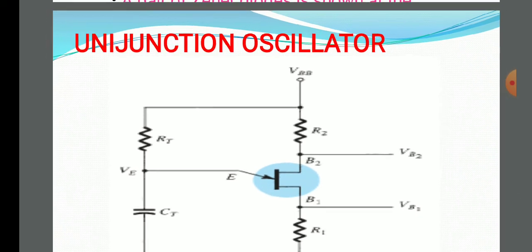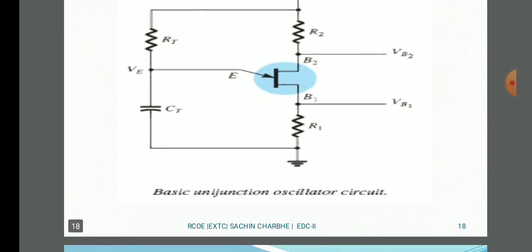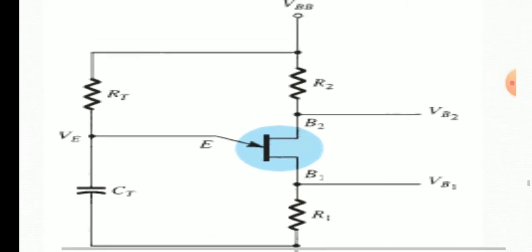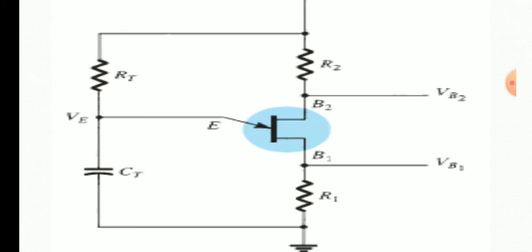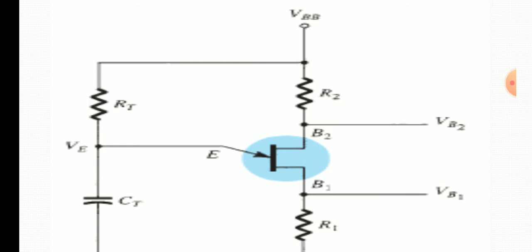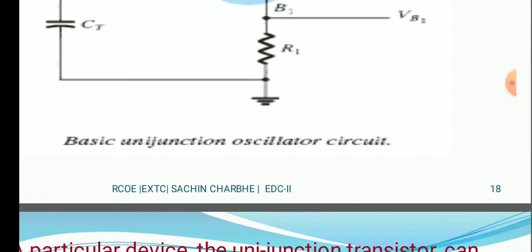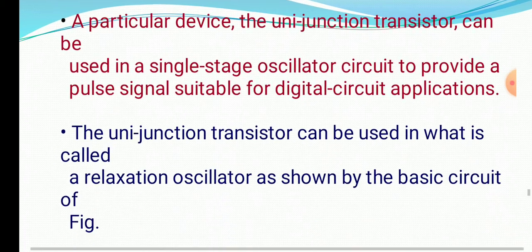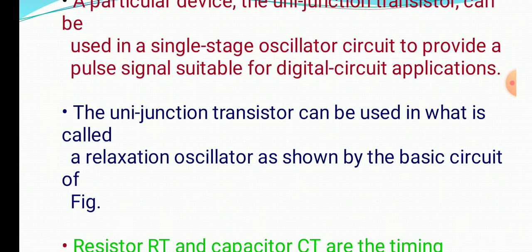Next are the unijunction oscillators. Here is the basic unijunction oscillator circuit, with B1, B2 and E, RT, CT, R1 and R2. So we are getting the voltages VB2 and VB1. A unijunction transistor can be used as a single-stage oscillator circuit to provide a pulse signal suitable for digital circuit applications.